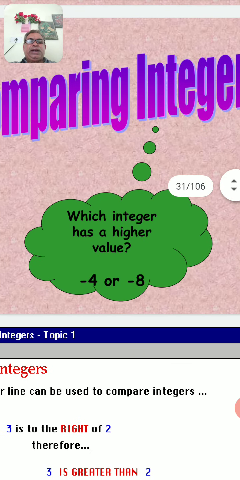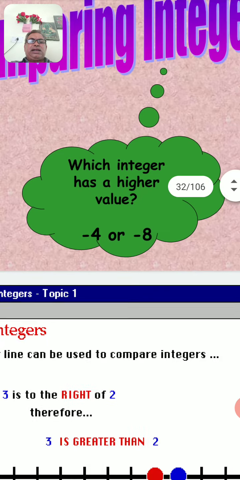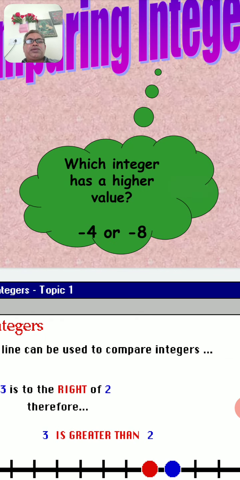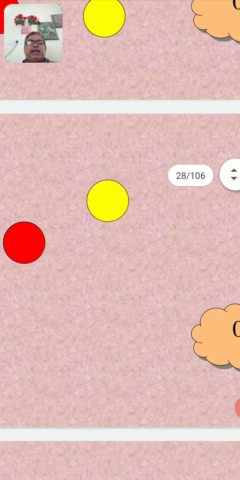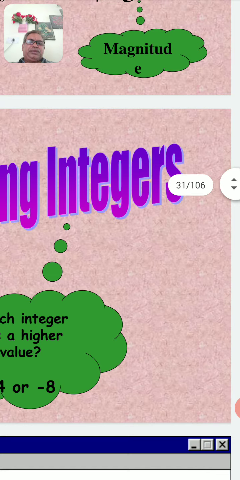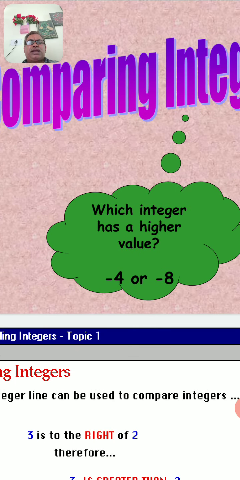Now, comparing integers. Which has a higher value, minus 4 or minus 8? On the number line you can see here minus 4 and minus 8, who is greater? The number which is on the right side of the number line is greater than the one on the left side. So this minus 4 is to the right of minus 8. So minus 4 is greater and minus 8 is smaller.